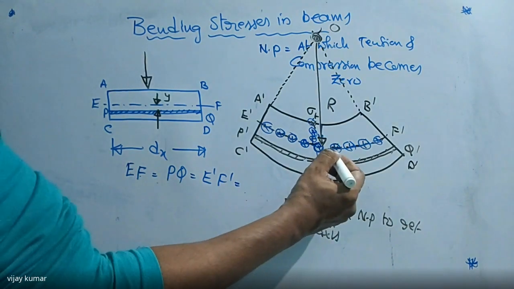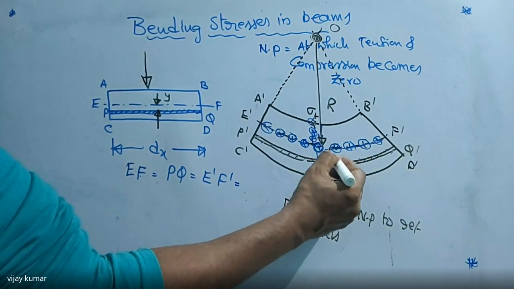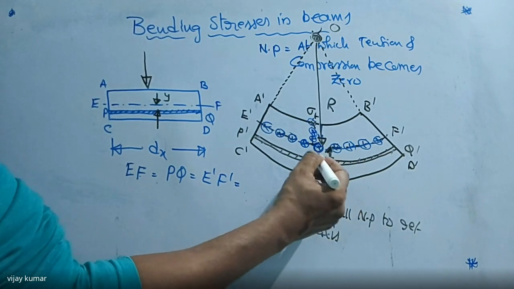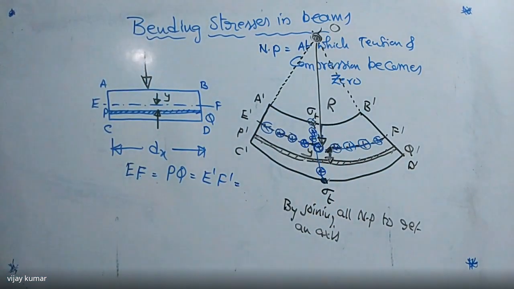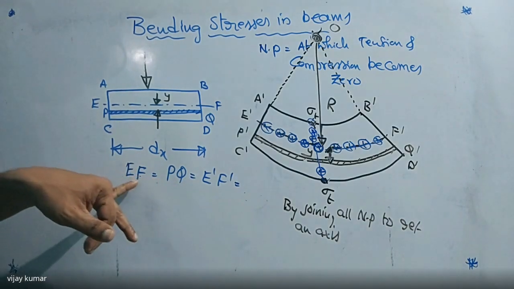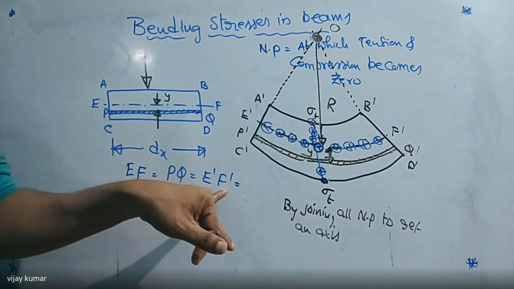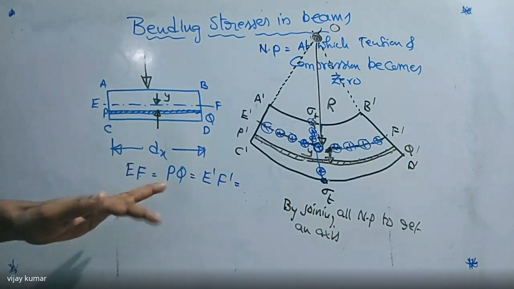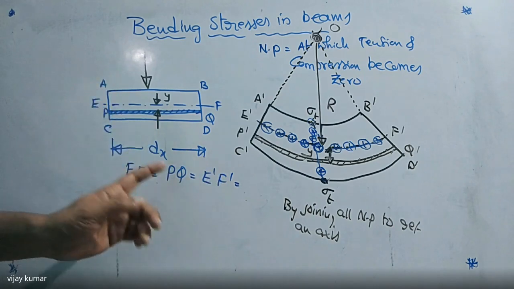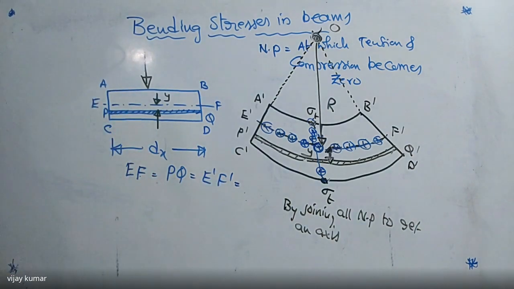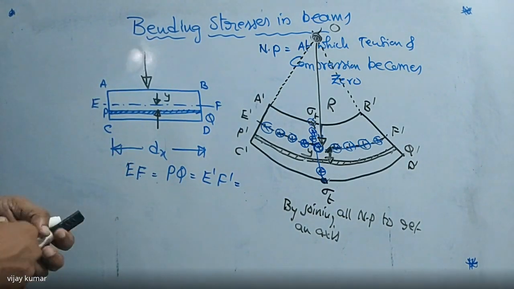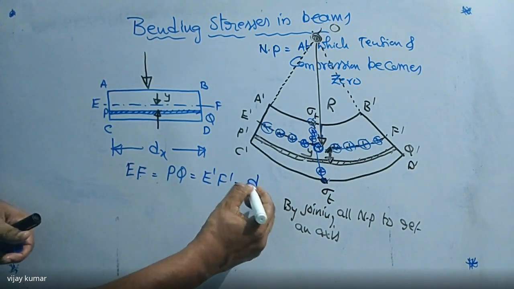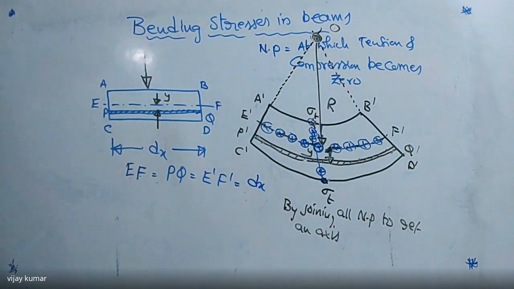And what is the distance between the neutral axis and this layer? The distance between the neutral axis and this layer is nothing but Y. All of you know it. Now listen carefully. EF is equal to E dash F dash. Why? Because before and after application of the external force, there is no change in the length of this layer. That is also equal to PQ, but PQ is equal to how much? dx. So I'm going to write it as dx.